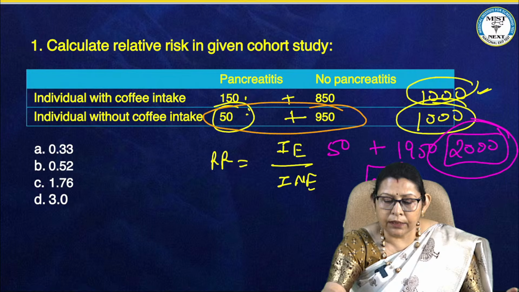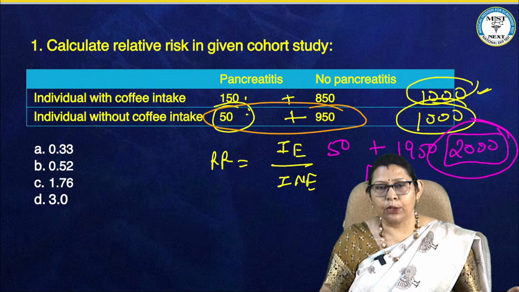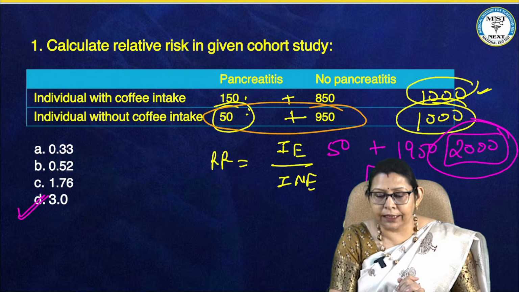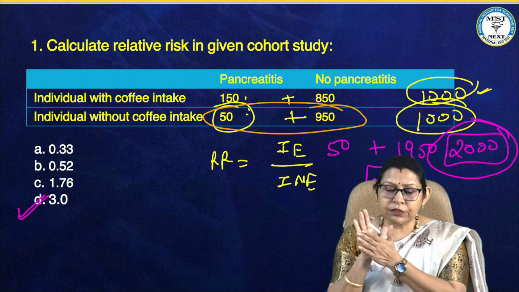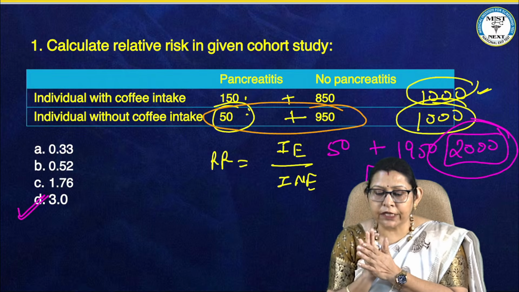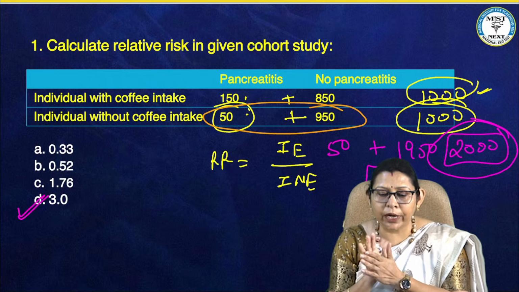Yes, you all have started answering quite correctly. And in this question, the relative risk is none other than 3. Very good. So just clap for yourself, you all are answering quite correctly.